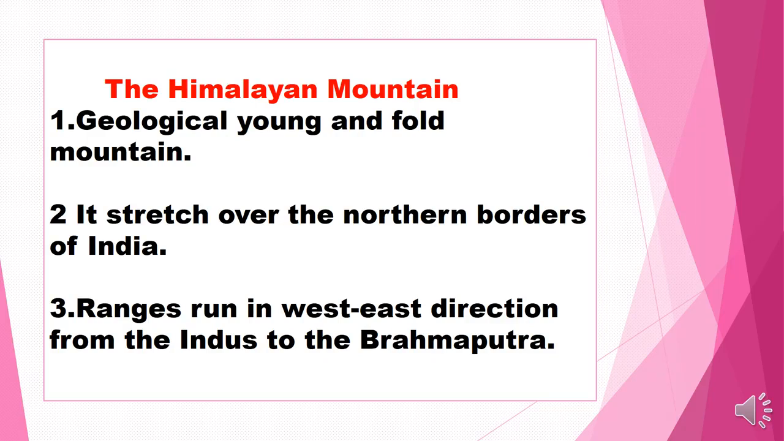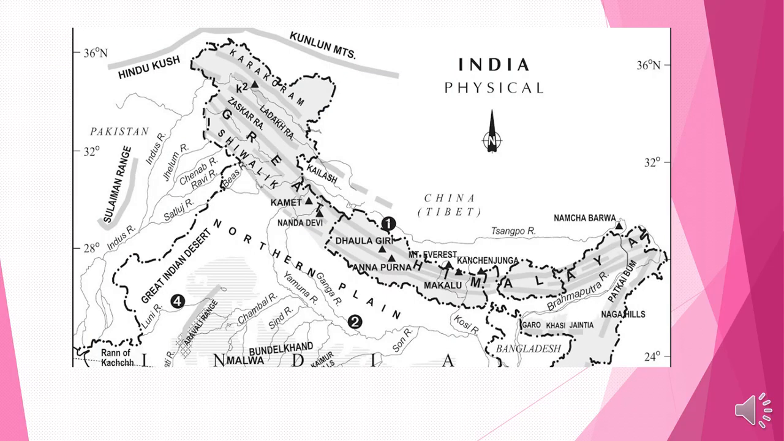Second, the Himalaya mountains stretch over the northern border of India, meaning the northern part of the country is covered by the Himalaya mountain. The Himalaya mountain ranges run in a west to east direction, starting from Jammu Kashmir and ending in Arunachal Pradesh. So we can say that it ranges from the Indus to the Brahmaputra river. This is the physical map of India, and you can see the northern part of the country, the shaded border, is covered by the Himalaya mountain.